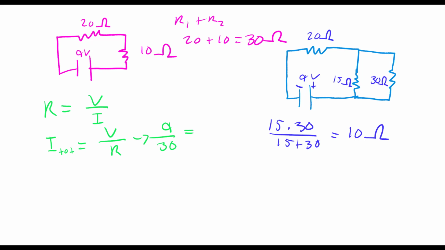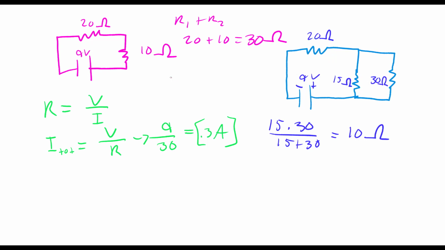9 divided by 30 turns out to be 0.3 amps. That's pretty important. Why is that important? Well, in part B, it says, what is the current through a 20 ohm resistor? It turns out it's going to be 0.3. Why? Like I said, the current is constant. The current flows through the circuit. It doesn't matter if it's over here, or over here, or over here. It's going to be the same current, right?